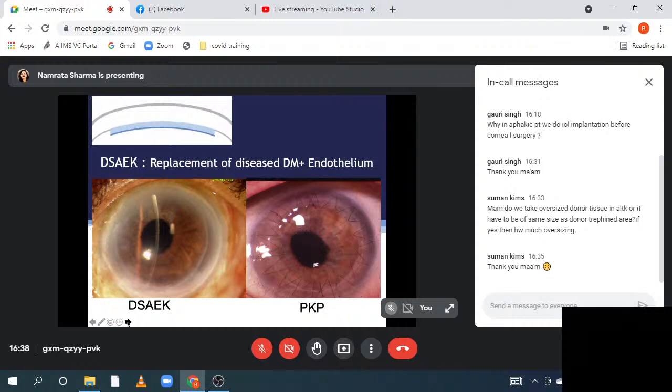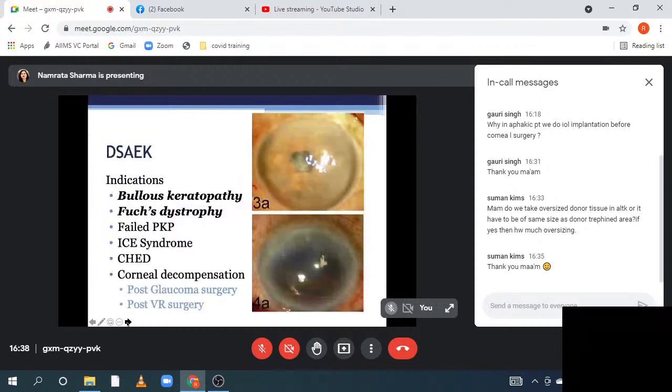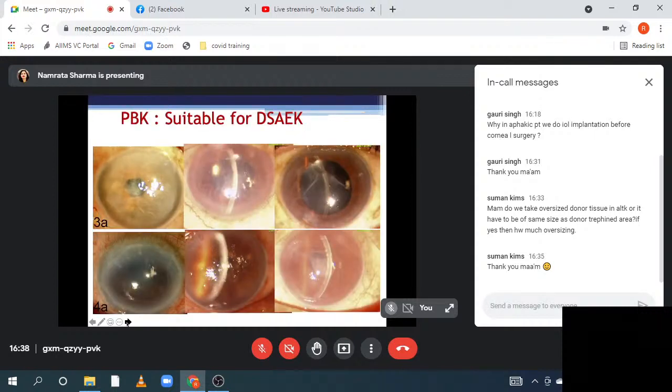DSEK is the replacement of the diseased Descemet's membrane with endothelium. And notice that there are no sutures. DSEK is a very clever technique, and I'll tell you why. And again, this is what we wrote for the Indian Journal of Ophthalmology, which is a review article on DSEK. So the indications are whenever the Descemet's membrane is diseased, which could be bullous keratopathy, Fuchs' dystrophy, failed penetrating keratoplasty, ICE syndrome, CHED, corneal decompensation due to post-glaucoma surgery or post-VR surgery. And these are all the cases where your DSEK is going to work.